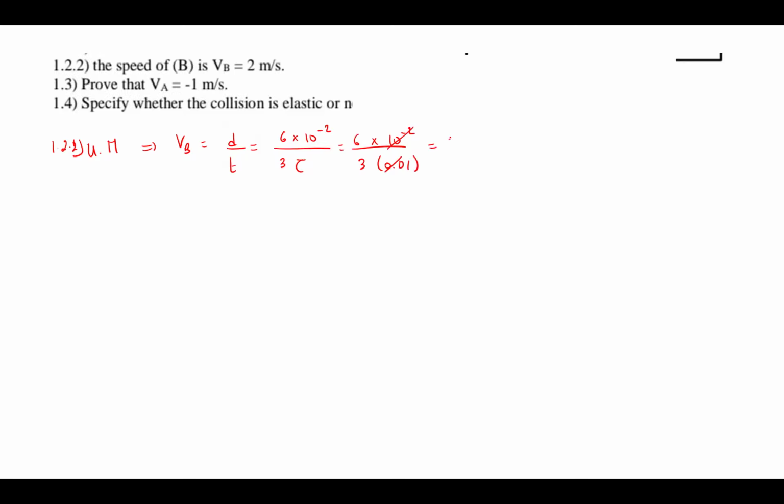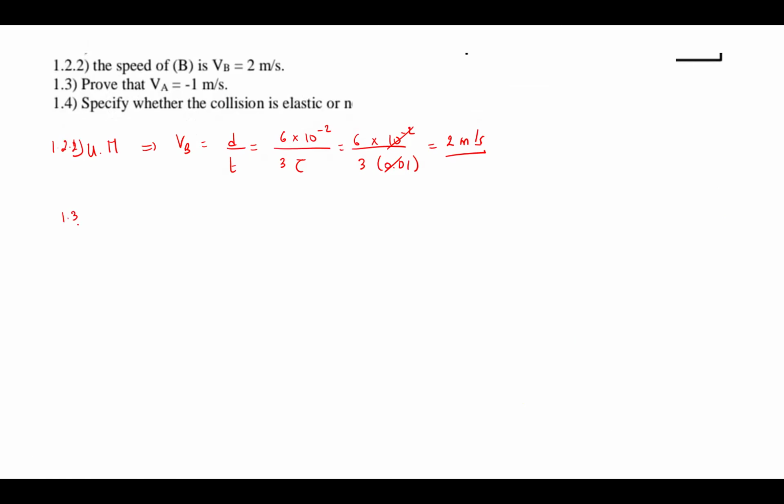This is simplified, then we get 2 meter per second. This means that just after the collision, VB equals 2 meter per second. So I have here VB equal 2 meter per second. If I notice here, before and after, we still have only one unknown, which is VA, V of A just after the collision. Now, what's the question?